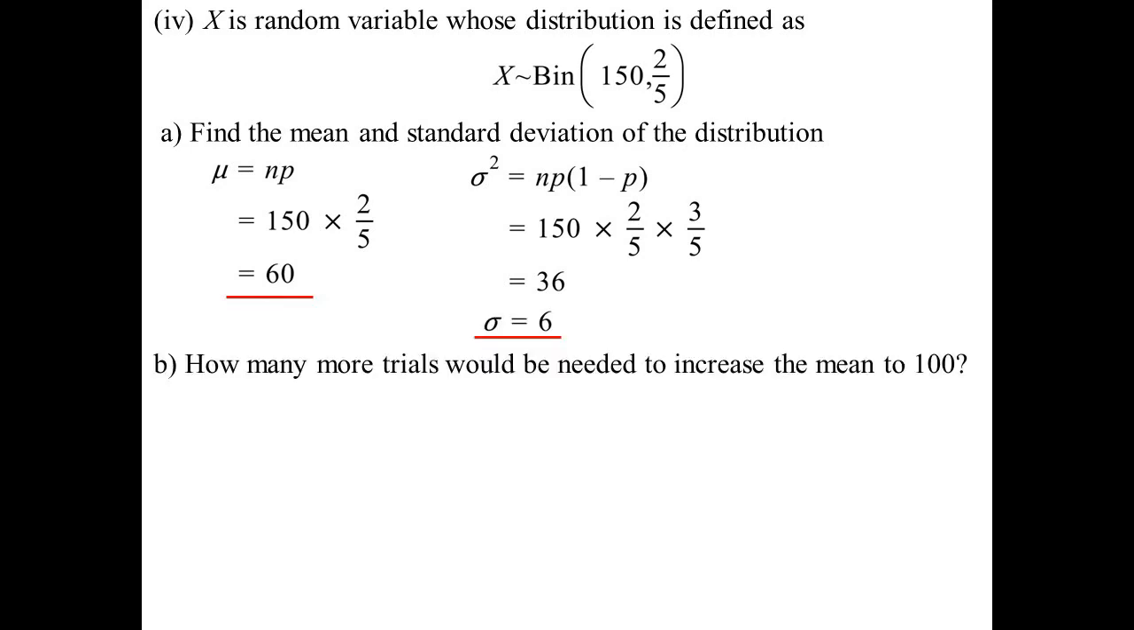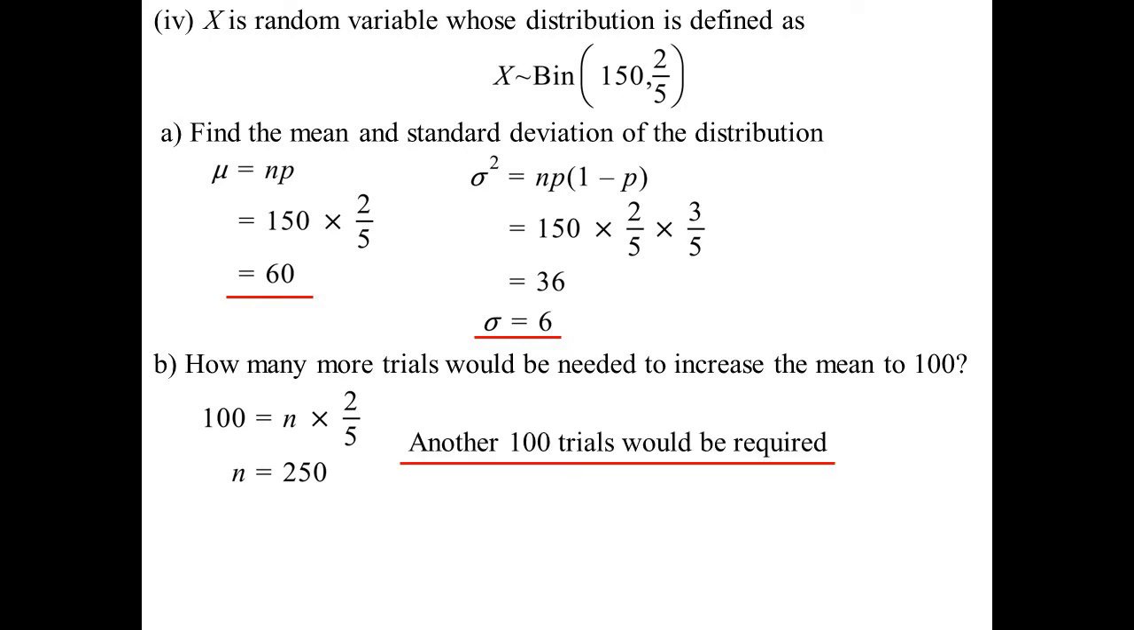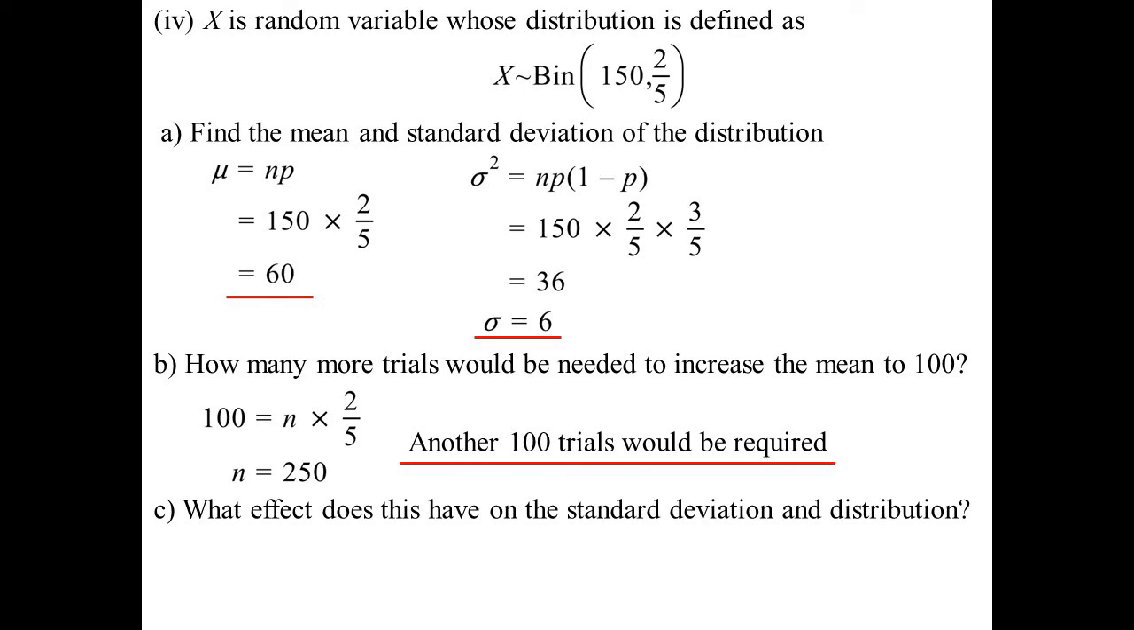Well, how many more trials would I need to increase that mean to 100? So it's 60 at the moment, I want it to be 100. Probability of success hasn't changed, it's still 2/5. So I'm going to need n to be 250. But the question says how many more? So I need another 100 trials. But what effect does that have on the standard deviation in the distribution? Well, standard deviation is now 7.75. So it was 6, it's now 7.75.